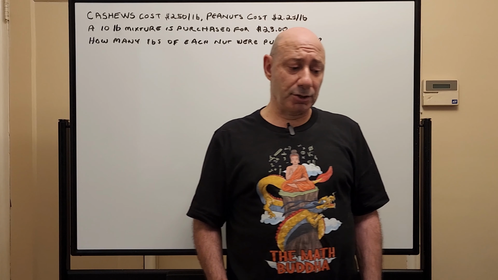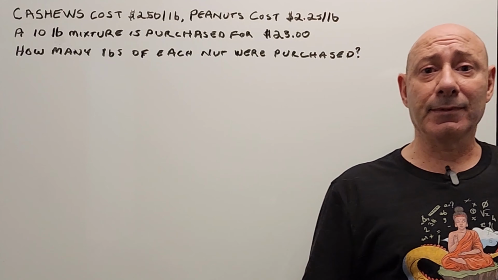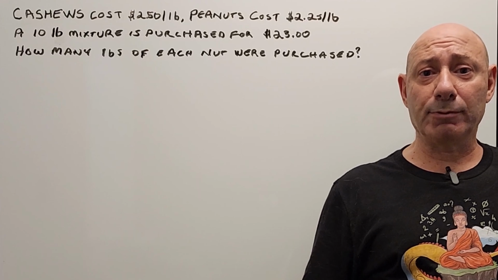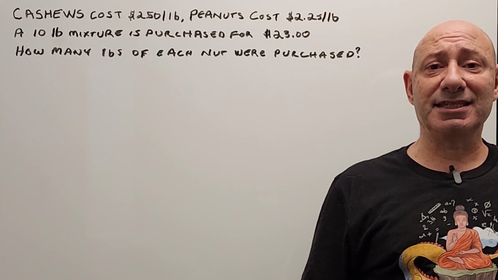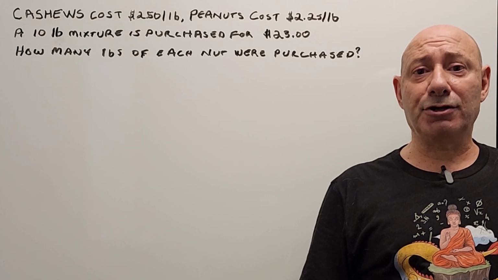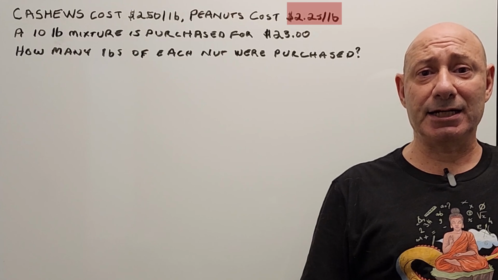So what is a cost mixture problem? Well, what do you know? We got one right here. A cost mixture problem is a problem that looks very much like this problem on the whiteboard behind me, where we have two types of a particular product, in this case cashews and peanuts, and the unit costs are different. We've got $2.50 per pound for cashews and $2.25 per pound for peanuts.